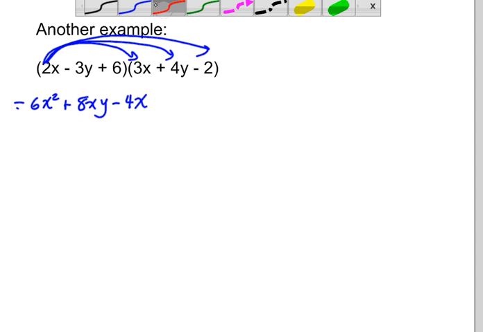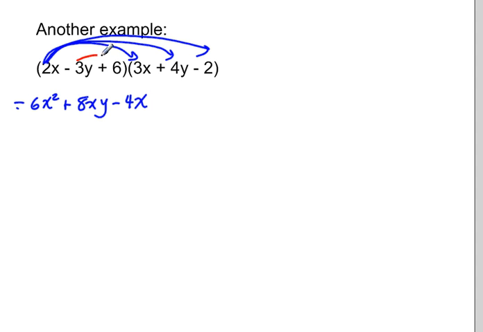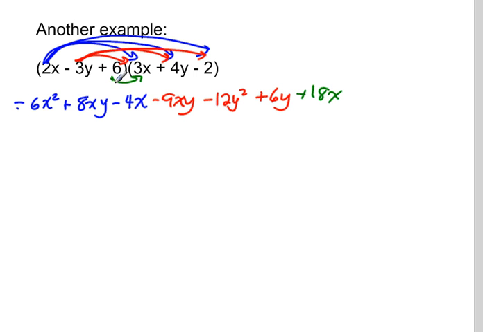And then we'll do the second. Negative 3y times 3x. Negative 3y times positive 12y. Negative 3y times negative 2. And finally, 6 times 3x. 6 times 4y. And 6 times negative 2.